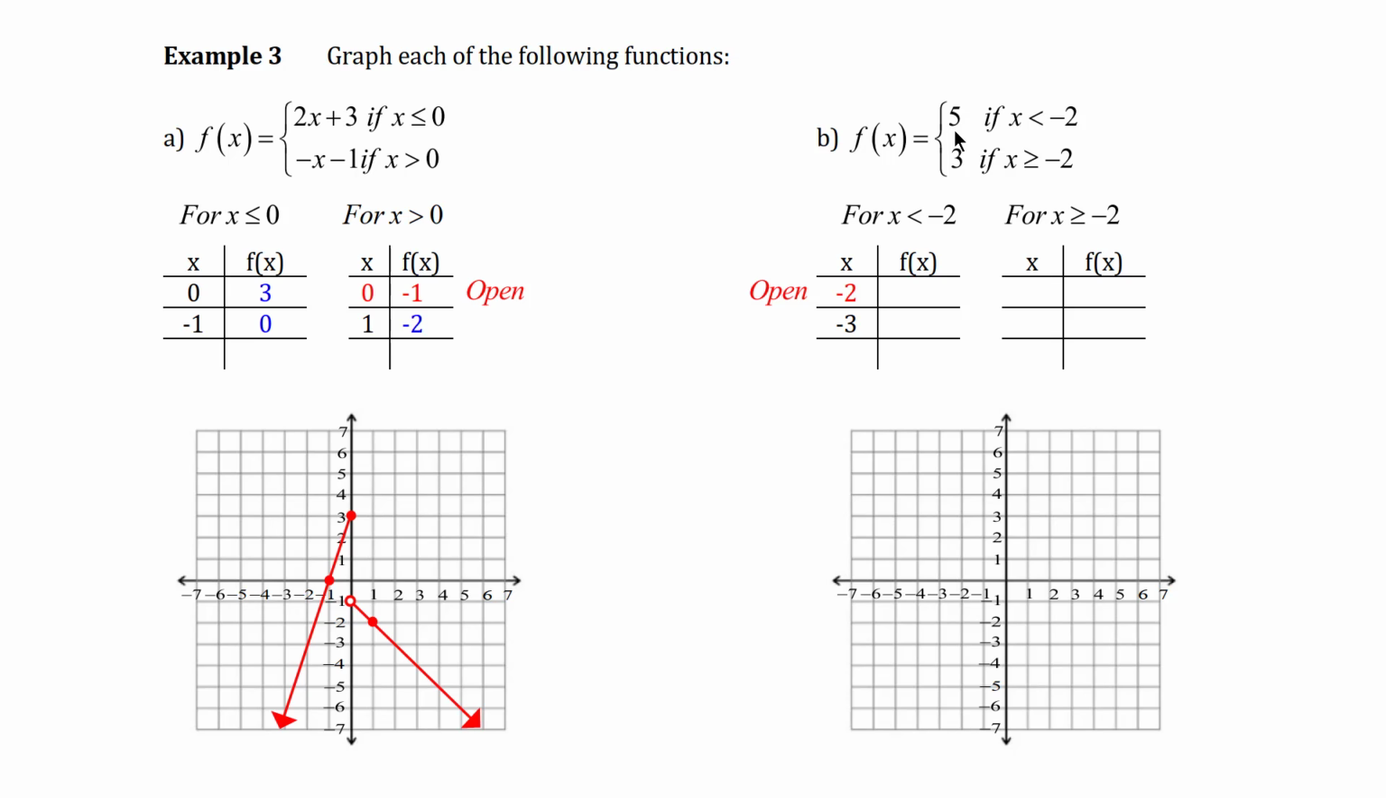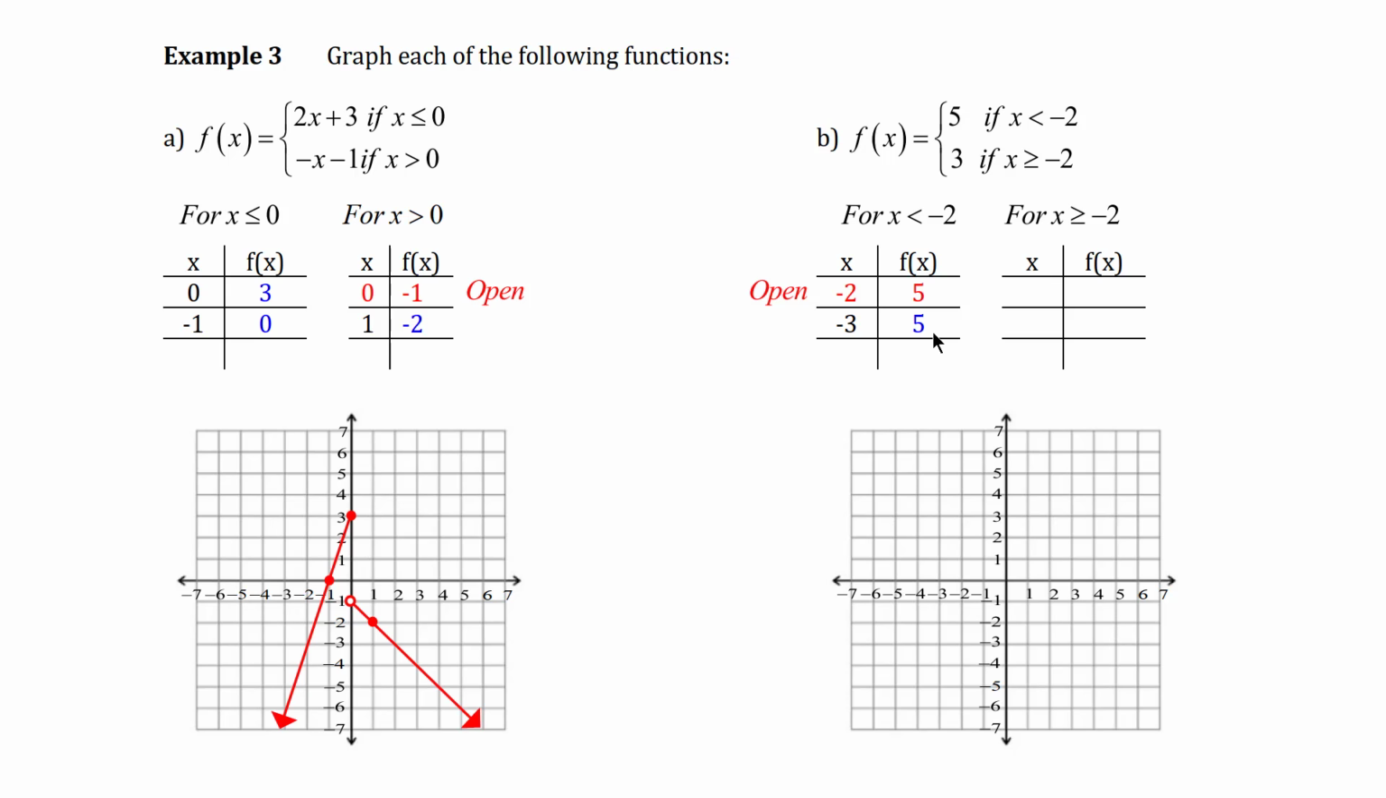Notice that there's no x variable in the equation. This means that our corresponding y value will always be 5. So the f of x value in our table will be 5, and the same thing for -3, the f of x value will be 5 as well.